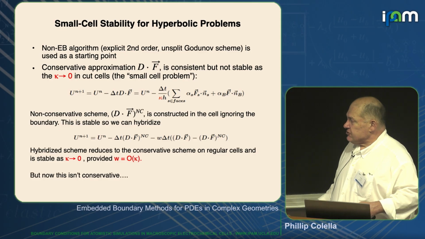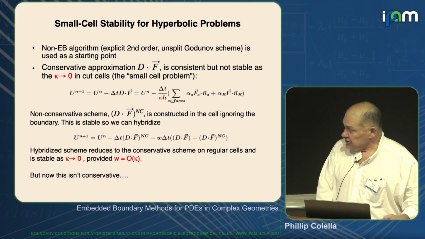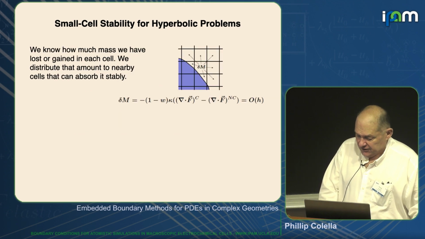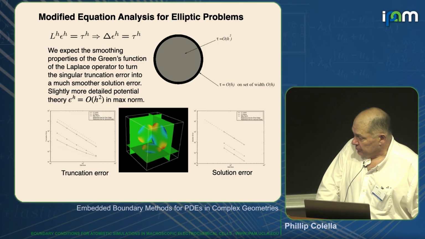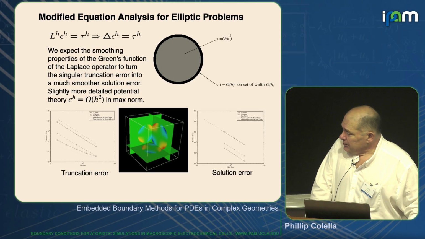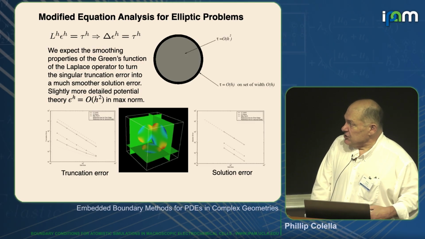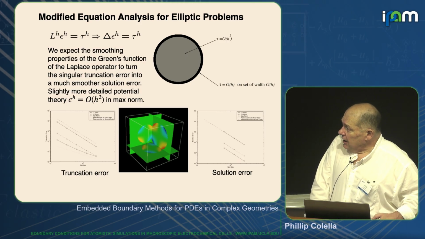Well, I can multiply both sides by kappa, since what I'm doing is solving for something that's a function of the vectors, and that's actually enough to take care of the small cell problem. There are other issues you have to worry about for elliptic that are more subtle stability issues. But let me ignore those and just tell you what the modified equation analysis for elliptic problems looks like.